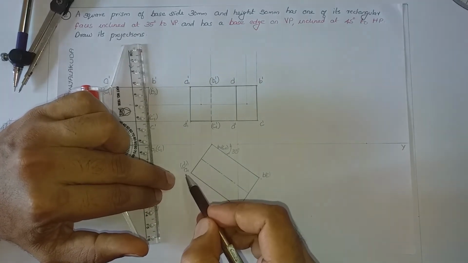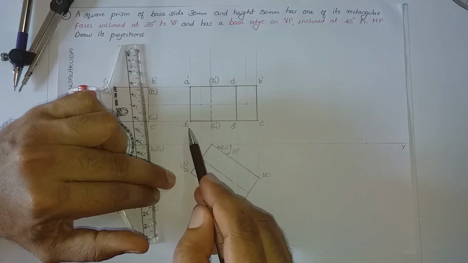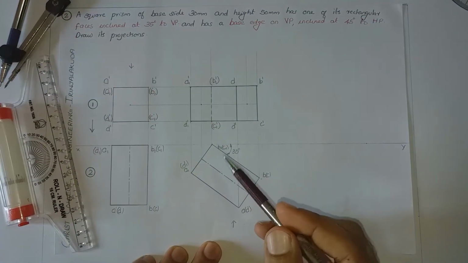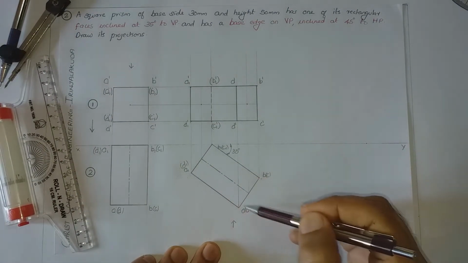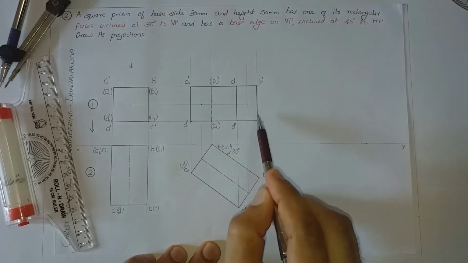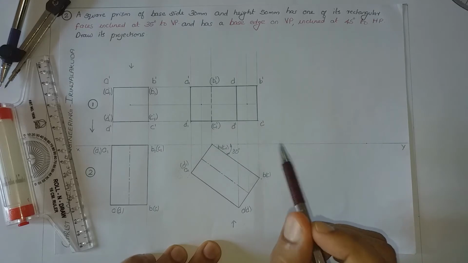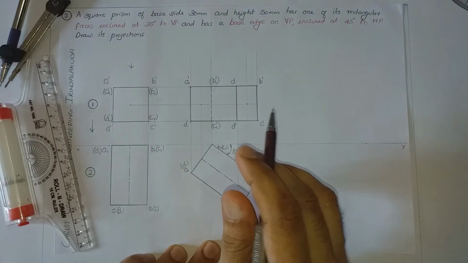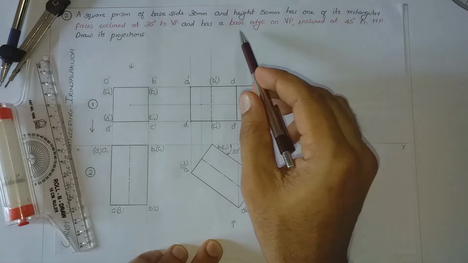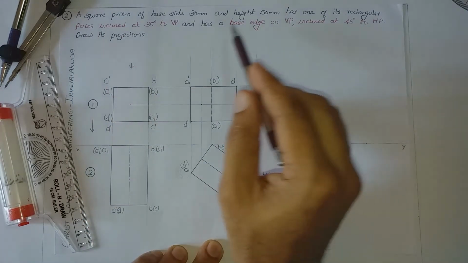Let us consider the rear face, which is A1, B1, C1, D1. Here we have A1 B1, B1 C1, C1 D1 and D1 A1, so everything is drawn here. Now let us consider the lateral edges. Lateral edges are AA1, BB1, CC1 and DD1. Everything is drawn here. So the front view is completed here.